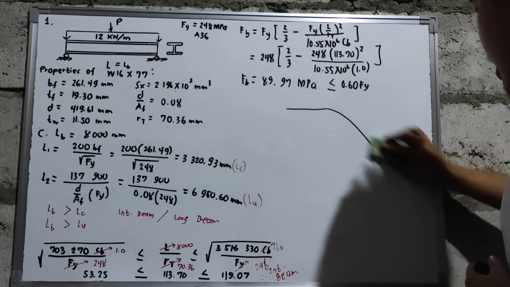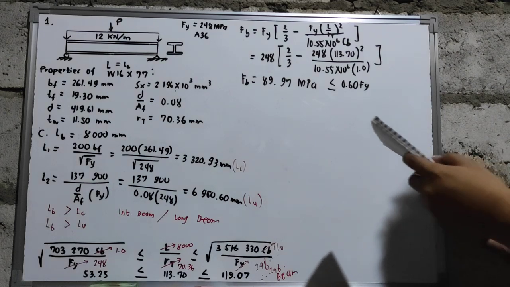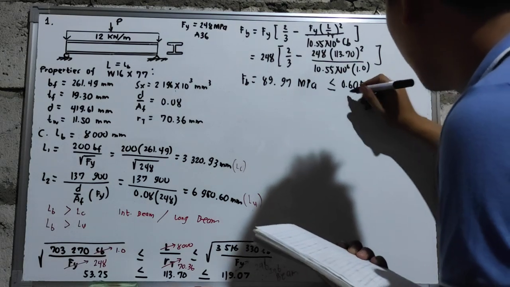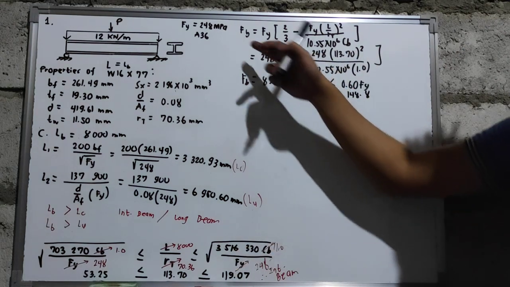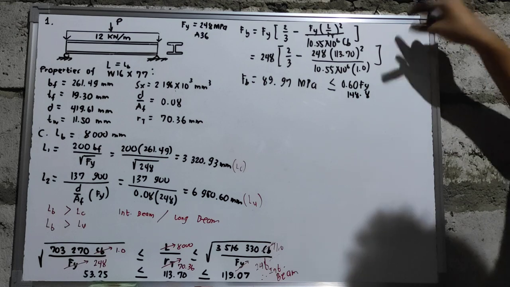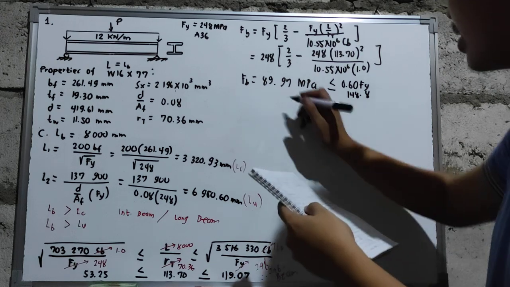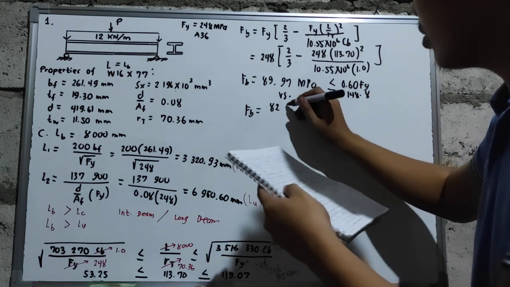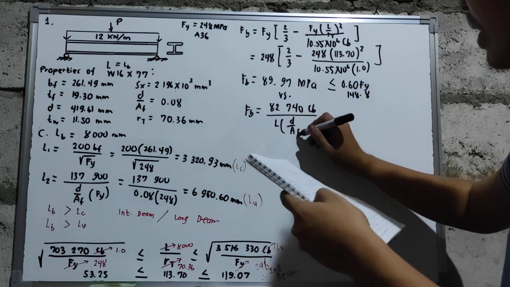Wherein yung value ng 0.60 FY natin, which is yung pinakamataas na ordinate dun sa graph natin, is equal siya sa 148.8. Since less than siya, okay. Ngayon, aside sa eto yung gagamitin nating formula, bale dalawa yung pagko-compare nating formula. Etong mahabang formula na to na may 2/3 versus dito sa isang formula natin, which is equal to F sub B is equal to 827.40 C sub B all over L B over A sub F.